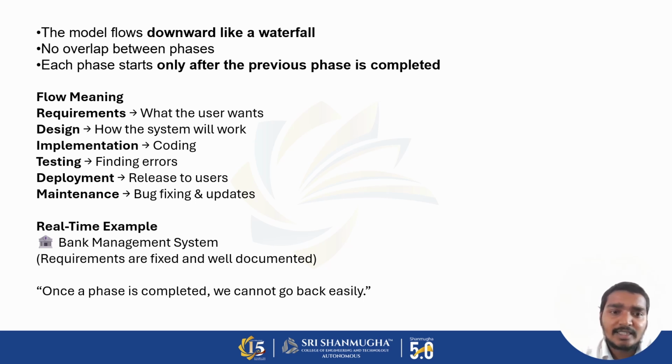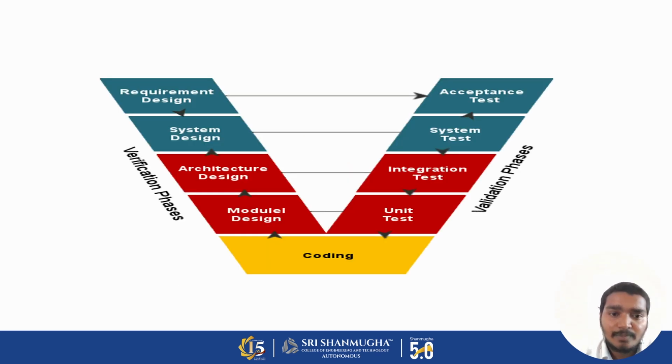So the flow meaning: requirements say what the user wants, design says how the system will work, implementation is the coding, testing is finding errors, deployment releases the software to users, and maintenance is bug fixing and updates. So a real-time example, bank management system. Once the user updates the data, they cannot go back easily.